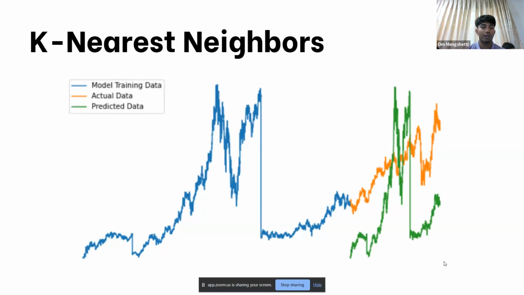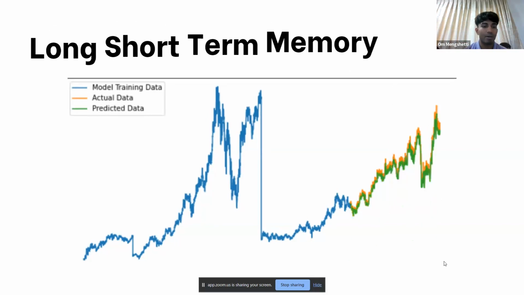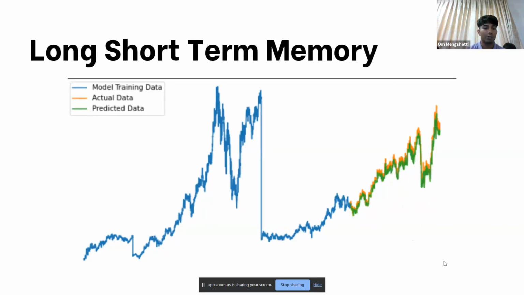So we come to a conclusion wherein LSTM properly coincides with the actual data. As you can see, the orange line and the green line is where the actual data and predicted data are actually coinciding. So we can come to a conclusion wherein LSTM gives the best results from all these 4 algorithms.